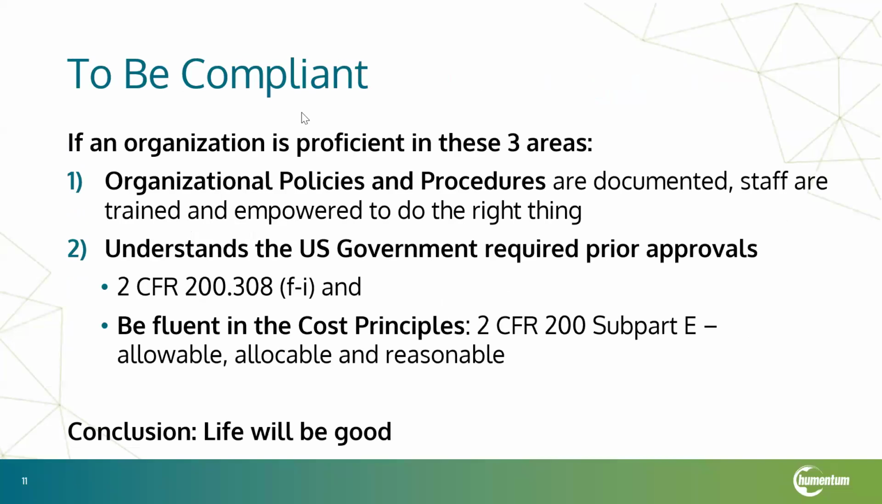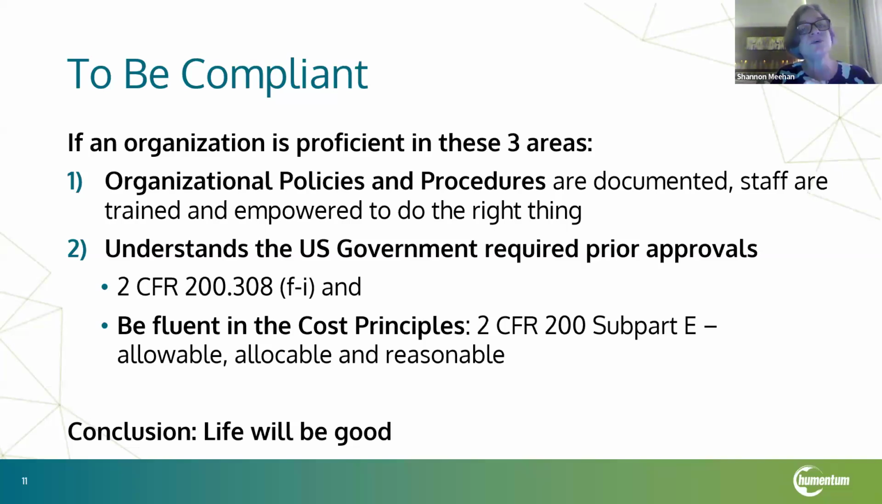So, in order to also be compliant in general, if an organization is proficient in these 3 areas, life will be good. Number 1 is your own organization's policies and procedures are documented and well known by staff. You've empowered staff to do the right thing. You've trained staff on your own policies and procedures, and you have verified that your policies and procedures are already compliant to CFR 200, to the US government expectations. That's the number 1 priority.